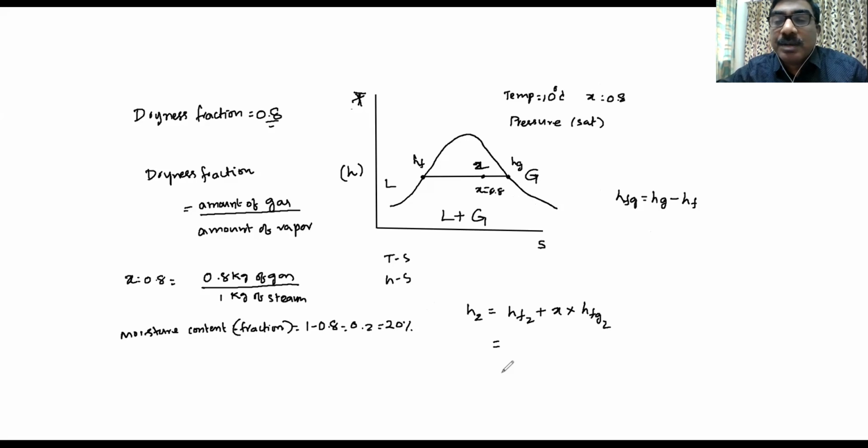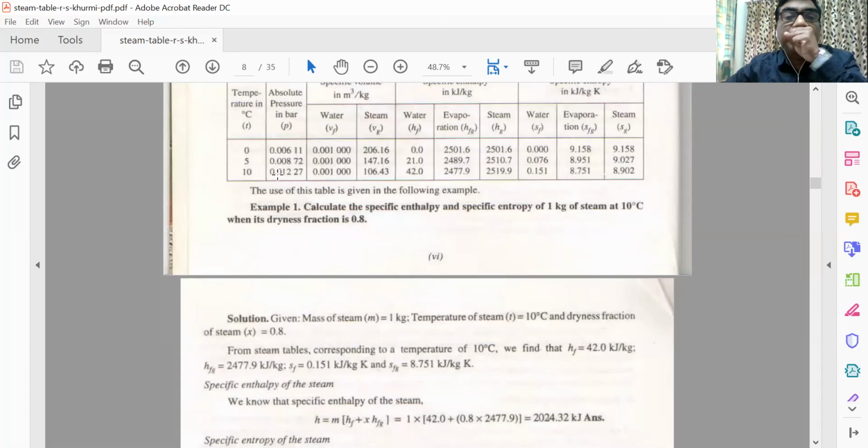So see this chart. At 10 degrees centigrade, this is the saturation pressure. We have to take the saturation pressure only. And this is the HF2, that is 42 kilojoules per kg, and this is 2477.9, the HFG. So we have to take this liquid enthalpy plus dryness fraction into this HFG. Then we will get the required answer. Okay, you can see below.